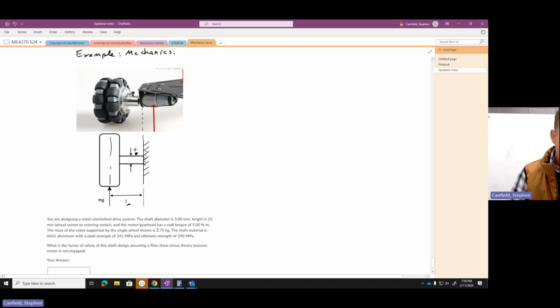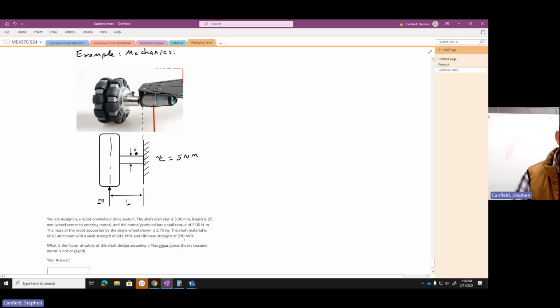So that's the distance. The motor gear head has a stall torque of 5 Newton meters. Doesn't look like that's really shown since it's fixed on ground, but I'll write it down as 5 Newton meters. I guess that would mean I could apply 5 Newton meters of torque to that shaft. The mass of the robot is supported by a single wheel shown, 2.75 kilograms. So that'd be the mass. The shaft material is 6061 with a yield of 241 megapascals and an ultimate strength of 29 megapascals. What is the factor of safety in the shaft design, assuming a max shear stress theory?